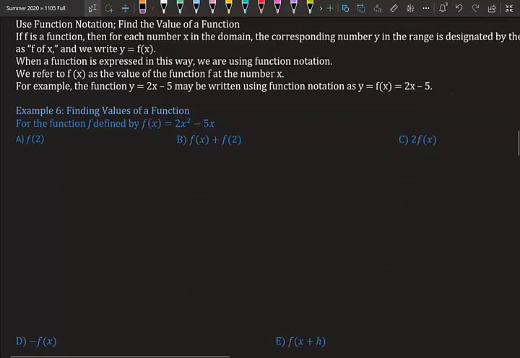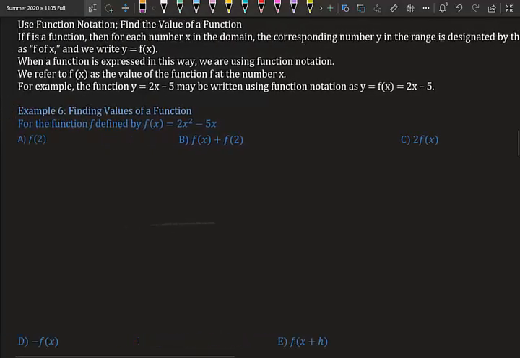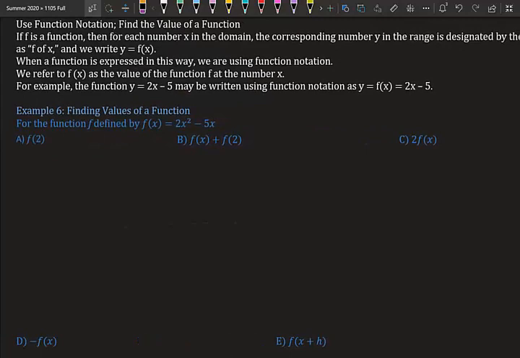All right, let's use function notation to find the value of a function. Finding the value of a function is plugging it in, plug and chug, also known as substitution. So if f is a function, then for each number x in the domain, the corresponding number y in the range is designated by the symbol f of x. It's read f of x, and we write it f of x.